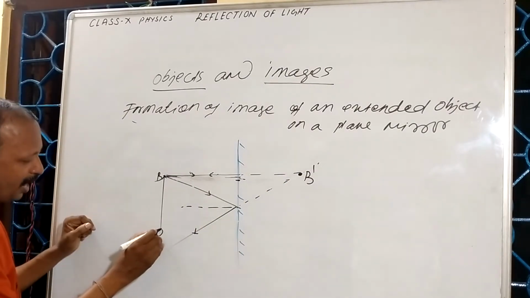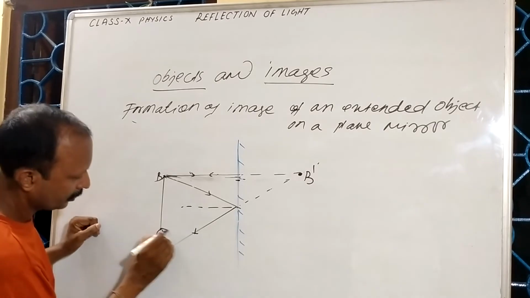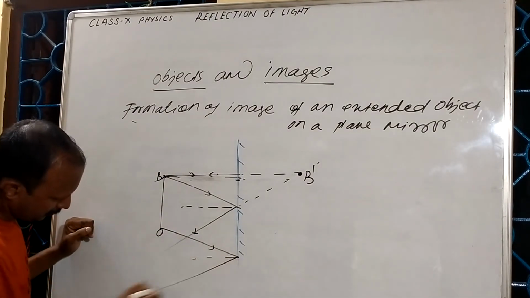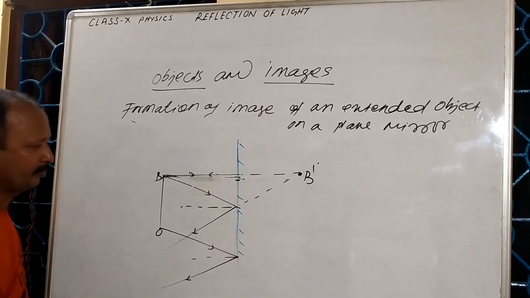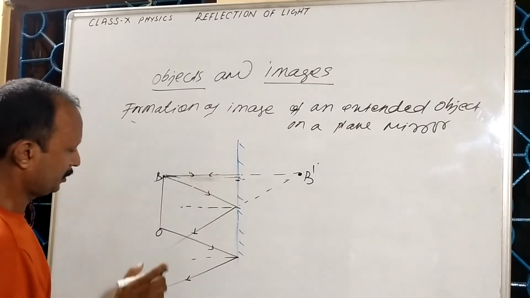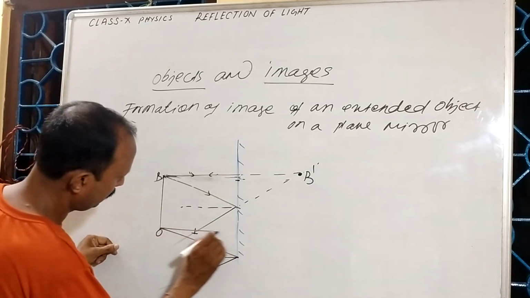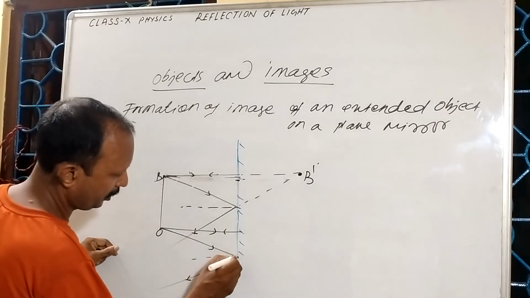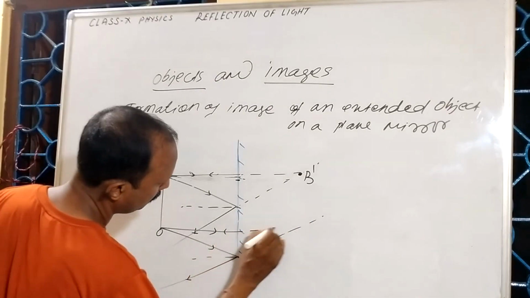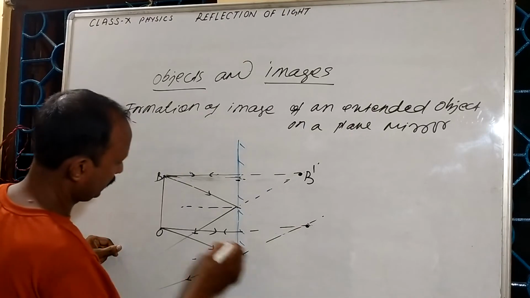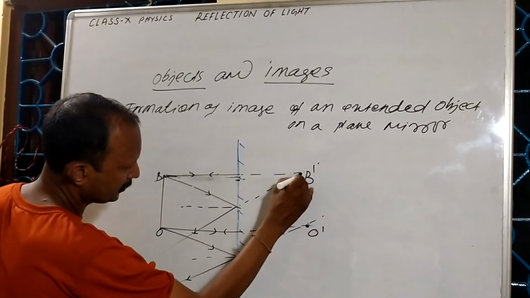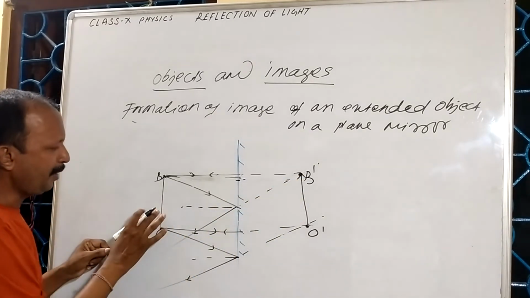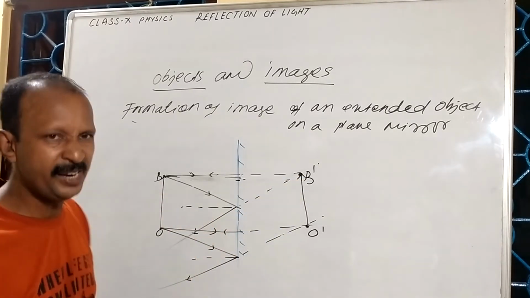Similarly, from one more point, if I take, this is the incident ray, this is the normal, this is the reflected ray. One more ray I shall take. Suppose I am taking it normal, perpendicular. This is the incident ray, and this is the reflected ray. Now I am producing it. See that this is O dash. That means O dash B dash is the image of the object OB.